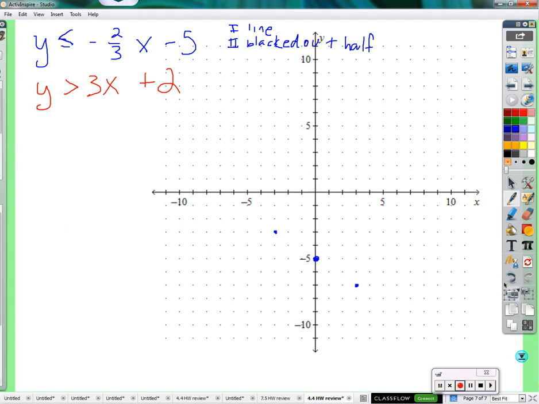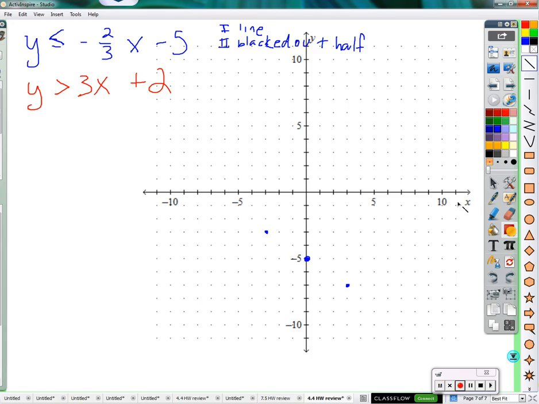What kind of line should I draw? Solid or dotted? It's solid because of the equals, the "or equal to." Solid. I'm graphing the blue one, and it's got the equals, so it would be solid.